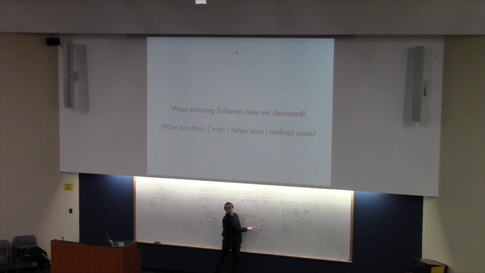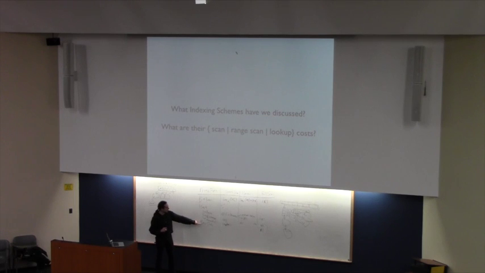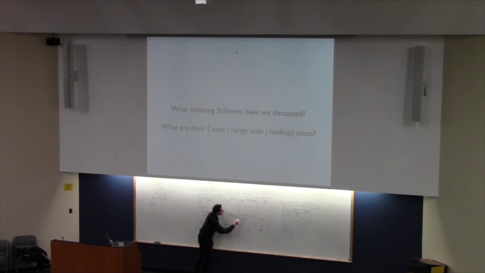These are both completely correct estimates. I want to get back to them, but first, raw data. If I'm looking for a specific value, what do I need to do? Full scan. What about range scan? And full scan.